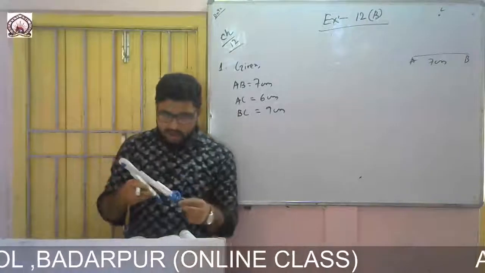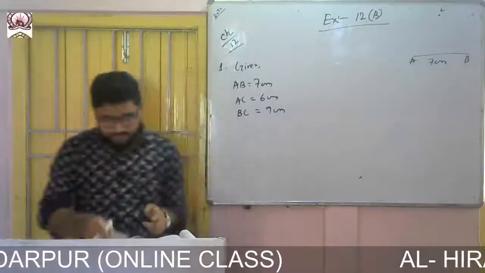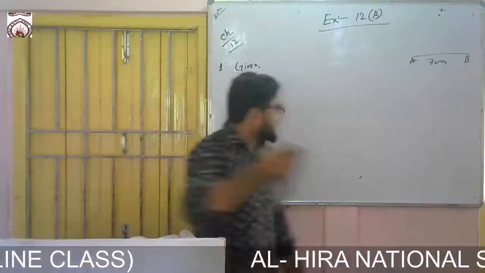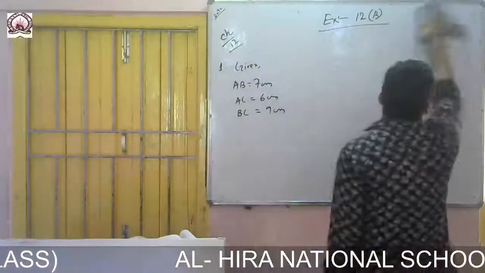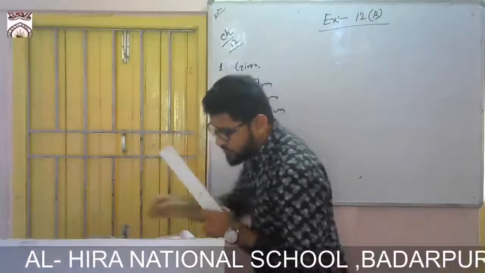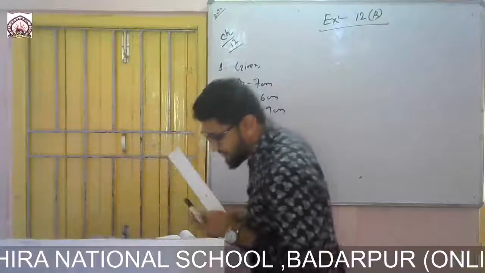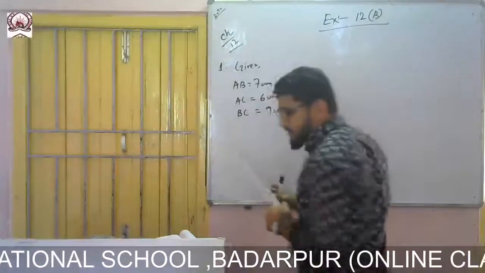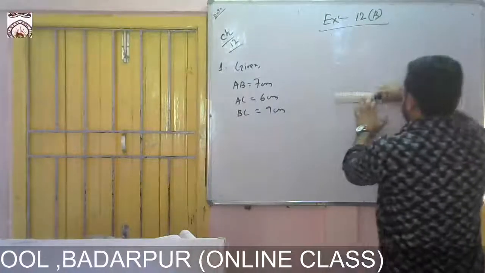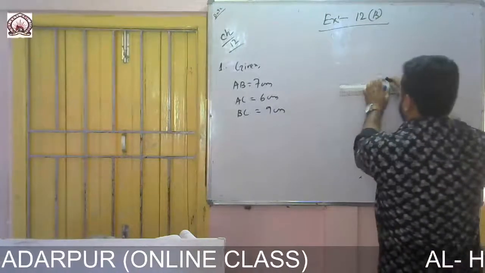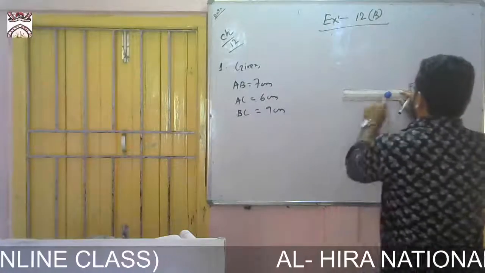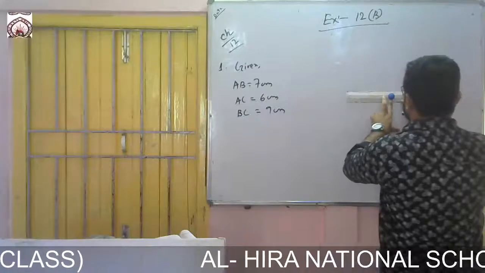Okay. So how to draw? First you take a line segment. I take a line segment AB equals PQ. You take AB as the base of the triangle, 7 centimeter. Given AB 7 centimeter, so take from there AB 7 centimeter.